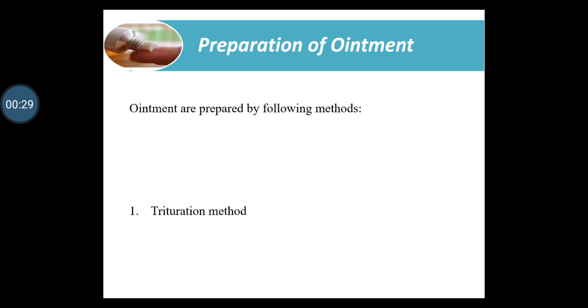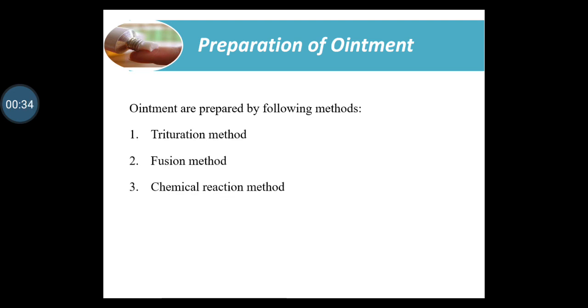There are different methods used for the preparation of ointment. Those are trituration method, fusion method, chemical reaction method, emulsion method. These are the four important methods which are generally used for the preparation of ointment. Let us discuss one by one.